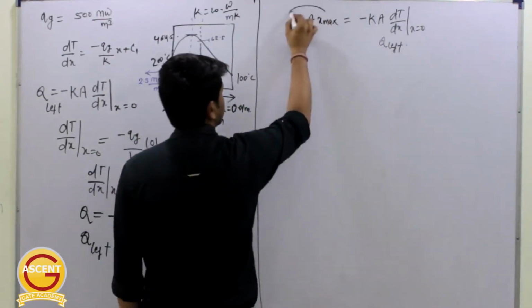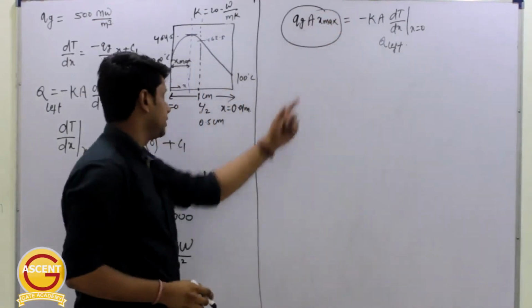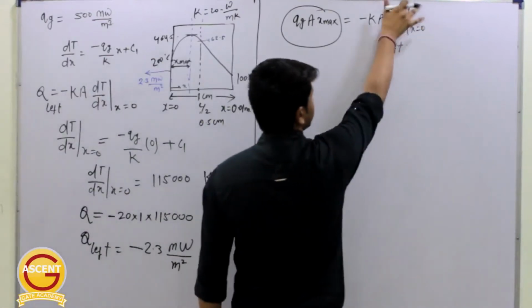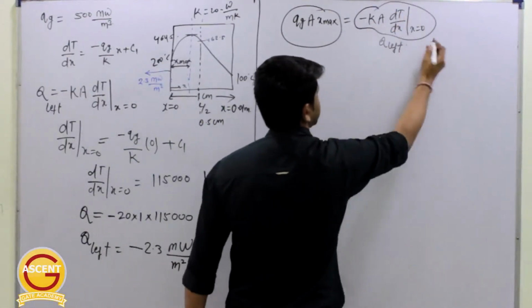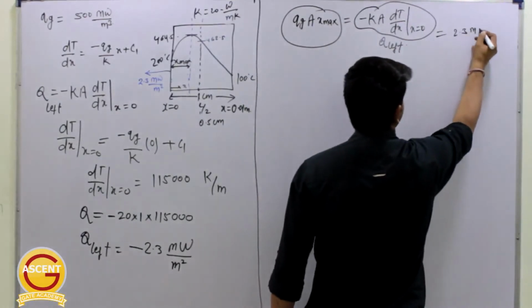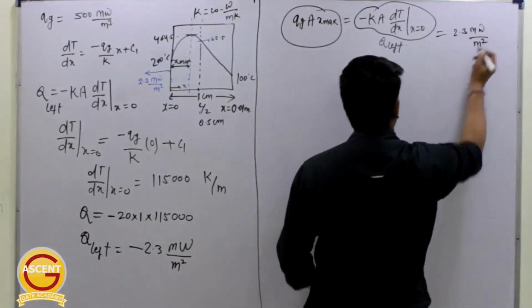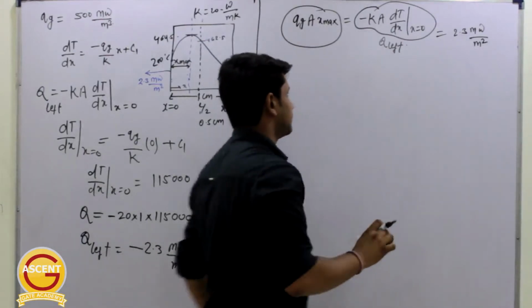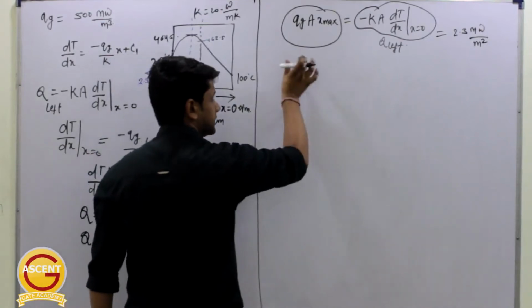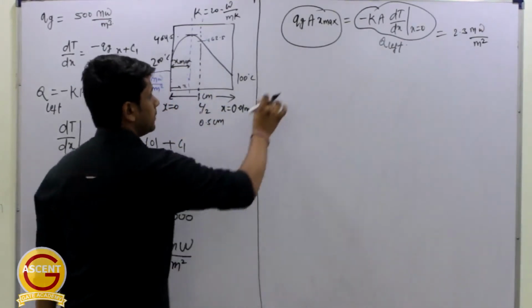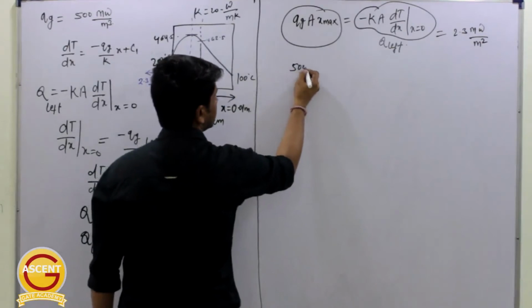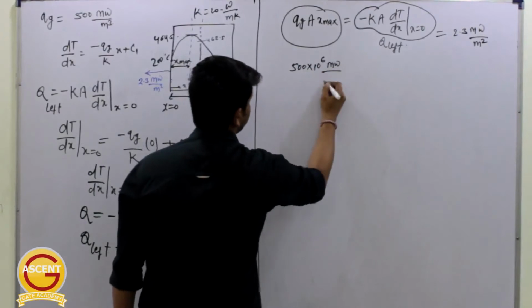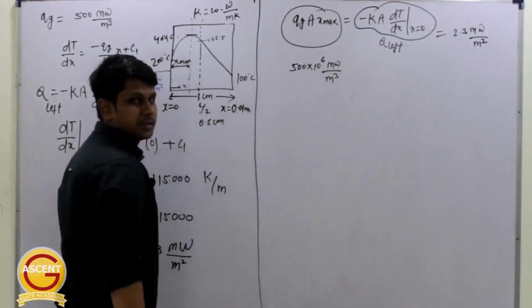Now from this equation also we should get the same value of 2.3 megawatt per meter square. So let's calculate this, because Q left we have calculated and this is coming as 2.3 megawatt per meter square, right. We are just interested in magnitude, forget about minus and plus here, because we are just trying to see if this equation is correct. Now this Qg value is how much? It is 500 into 10 power 6 and unit is megawatt per meter cube, right.